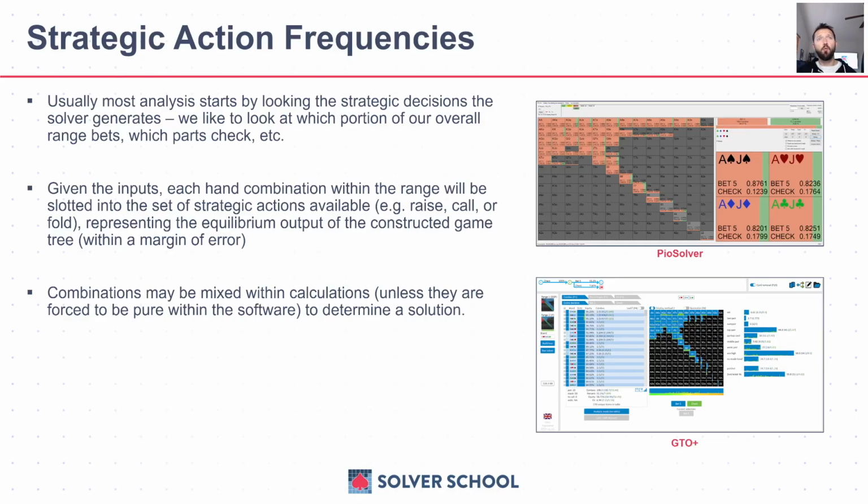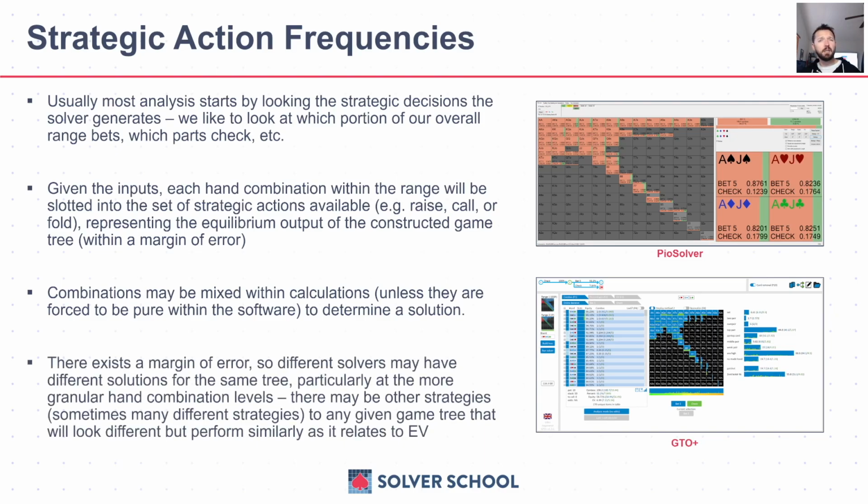So even down to that individual combination level, if I take a look at the screenshot on the slide there, the top one, we can see that the ace-jack suited combinations, they're not purely betting. A portion of them are betting. So ace-jack of spades is betting 87.6% of the time in that example. Ace-jack of hearts is betting 82.3% of the time. Ace-jack of diamonds is betting 82.0% of the time. And ace-jack of clubs is betting 82.5% of the time. But it's also checking a portion of the time as well. And that's the beauty of solvers, is that solvers can work down to a very precise solution by mixing individual combinations to determine a solution.